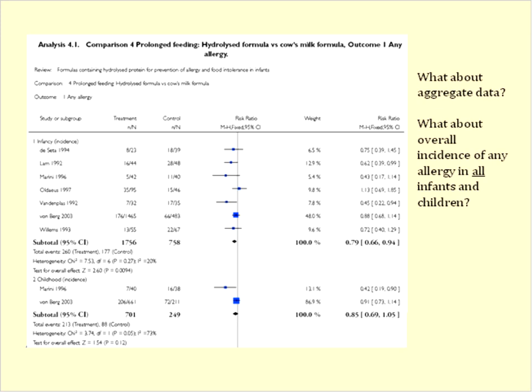So this meta-analysis is taken from a review that we included in an overview on eczema prevention. It looks at prolonged feeding of hydrolyzed versus cow's milk formula for prevention of any allergic disease. As you can see here, the review presented data on the incidence of any allergy in infants and the incidence of any allergy in children. But we were wondering, what about the aggregate data? So what about the overall incidence of any allergy in all infants and children?